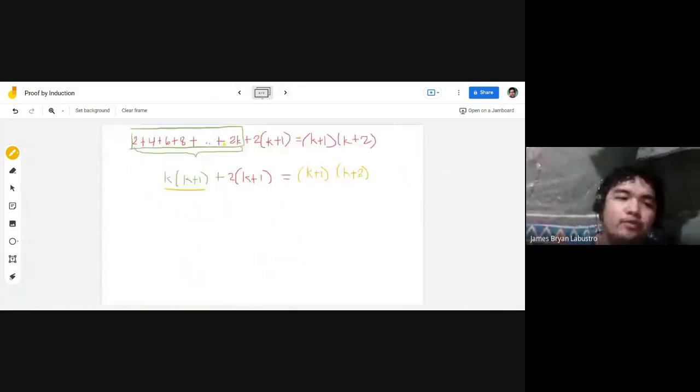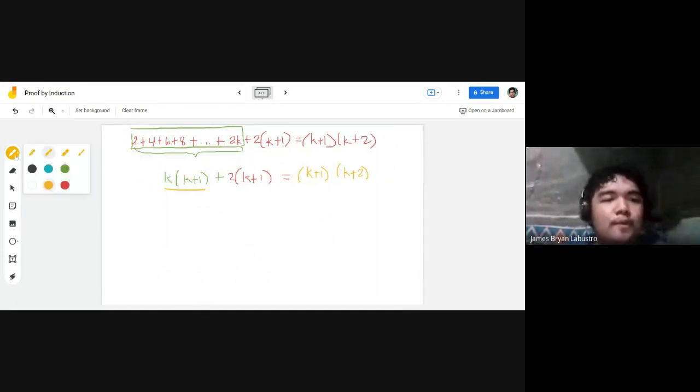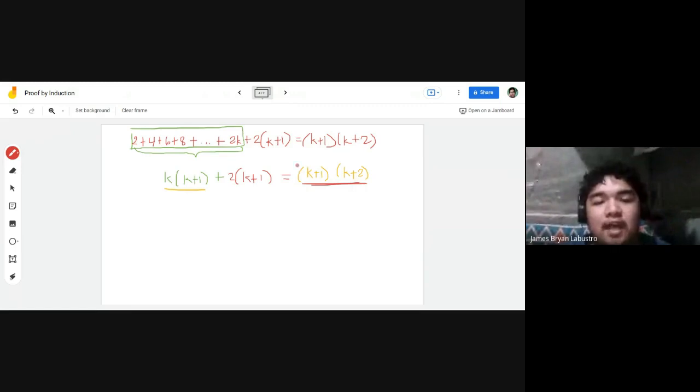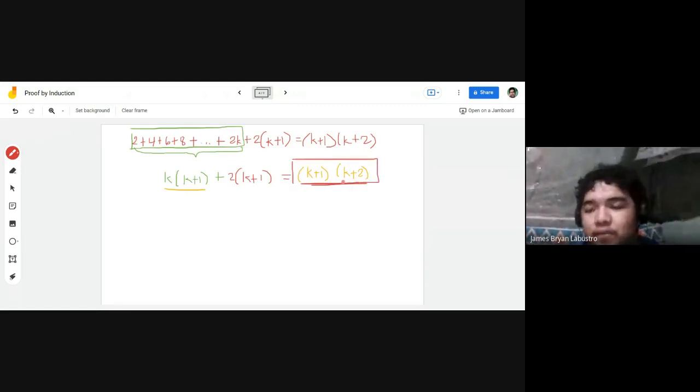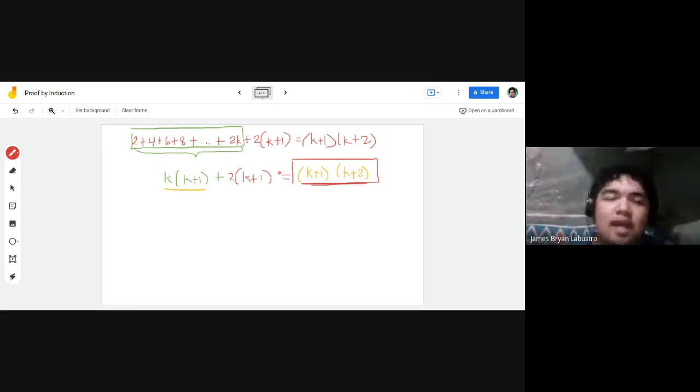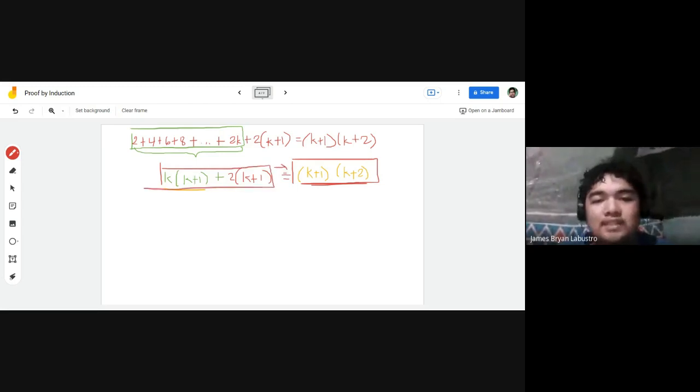So how are we going to do that? Okay, so we're going to continue this. We must factor out the common factor of these two, para ma-equal siya dito. Kasi dito sa right-hand statement, that would be fixed na siya. So fixed value na siya. Ang kailangan nating i-prove is this statement to form this hypothesis or this statement.